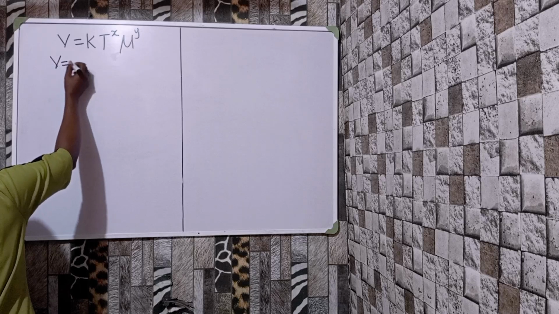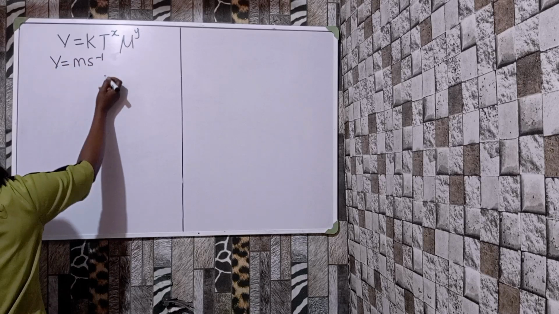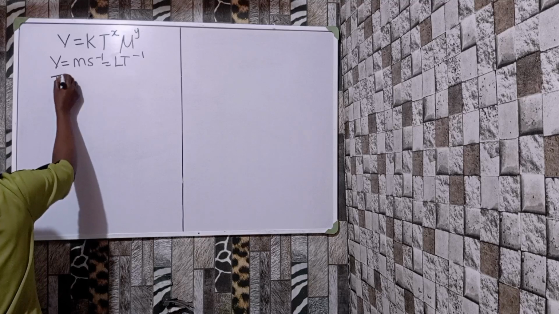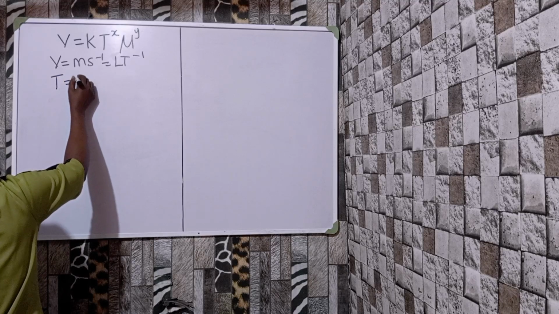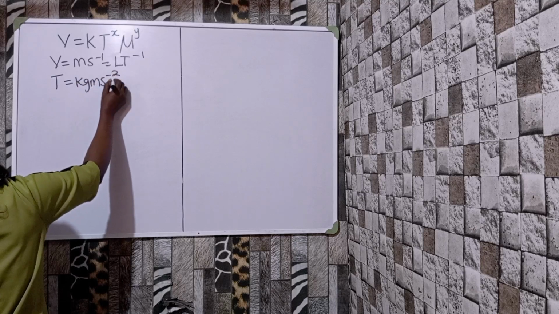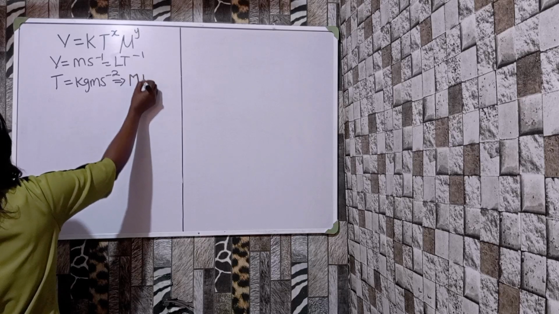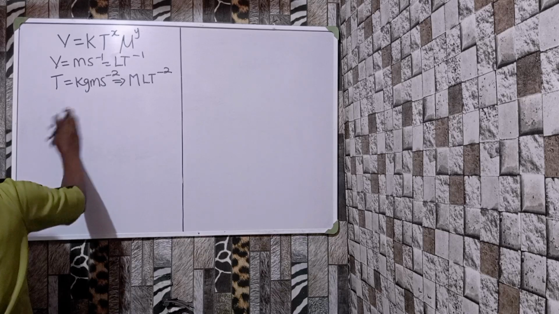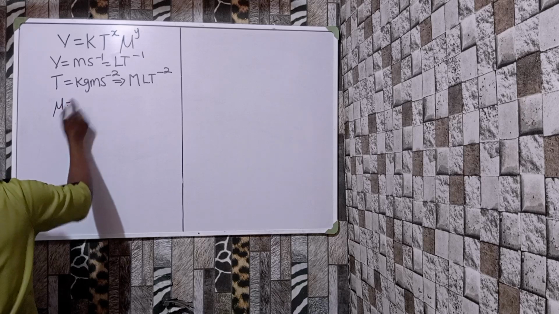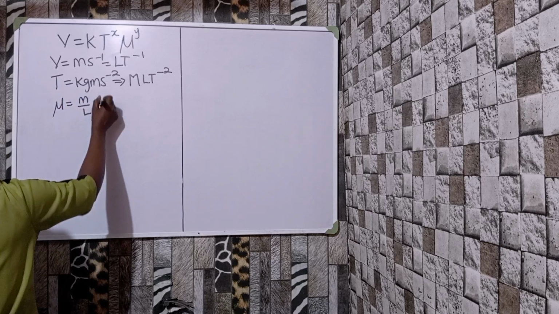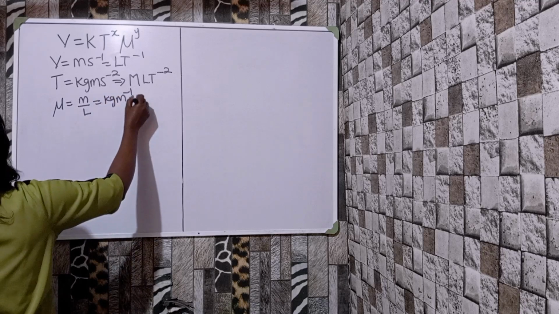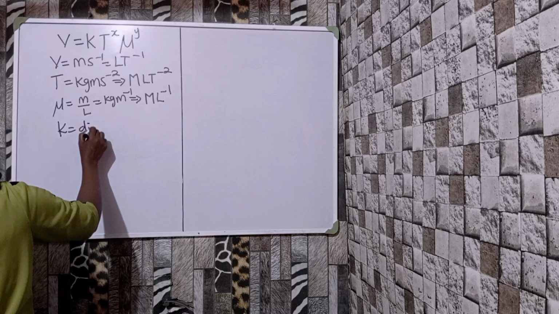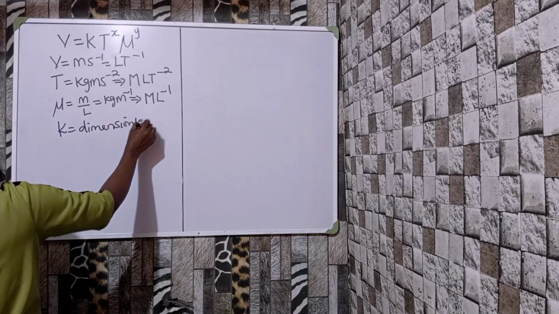So v is velocity, and the unit of velocity is meters per second. Then the dimension is LT^-1. Then T is tension, and tension is a force. The unit is kilogram meters per second squared. Then the dimension is MLT^-2. Mu is mass per unit length, which is mass over length, and the unit is kilogram per meter. Then the dimension will be ML^-1. Then k is a constant, which is dimensionless, so it does not have dimension.